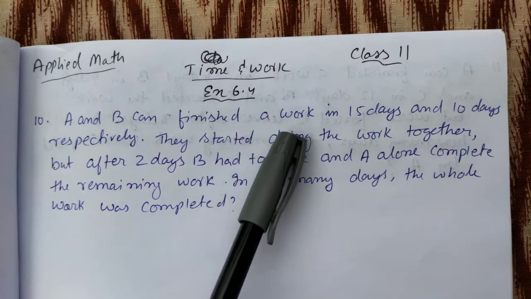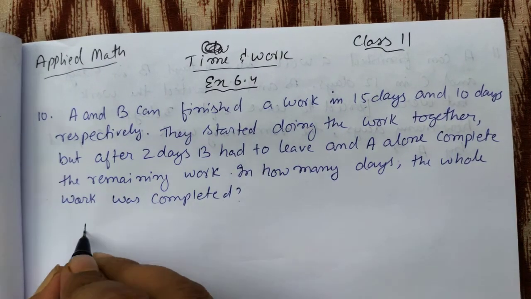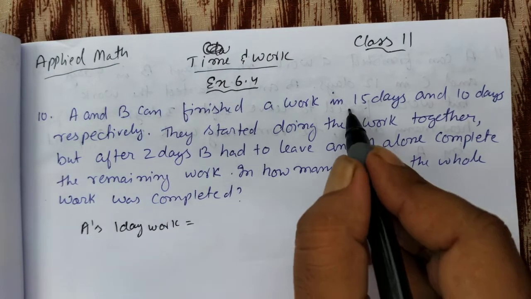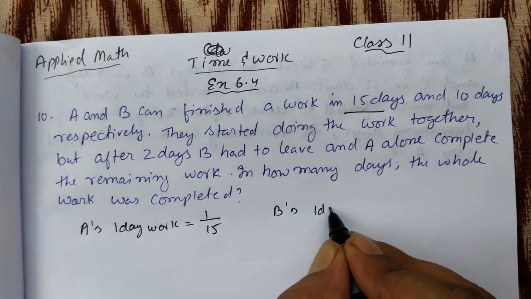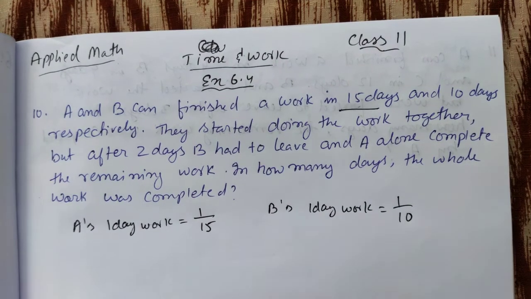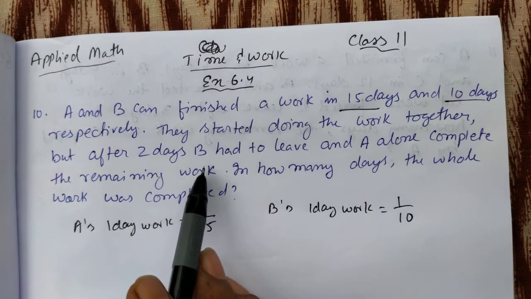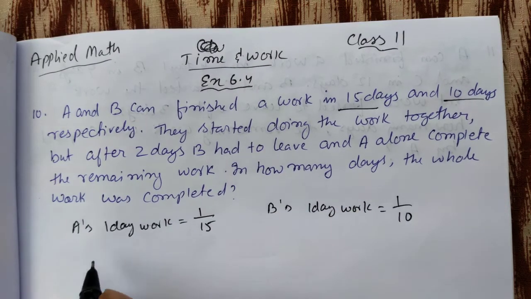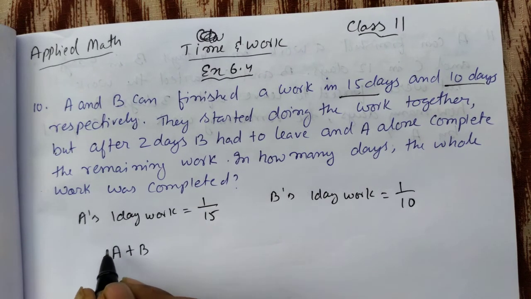A and B can finish a work in 15 days and 10 days respectively. So I can write A's 1 day work will be 1 by 15, as A can finish in 15 days, and B's 1 day work will be 1 by 10. They started doing the work together, but after 2 days B had to leave and A alone had to complete the work.